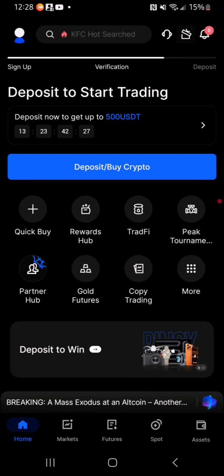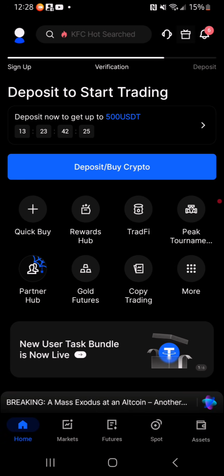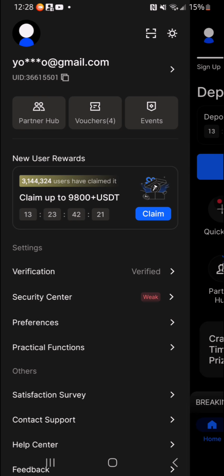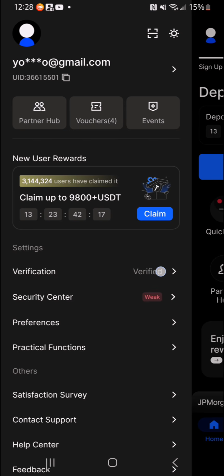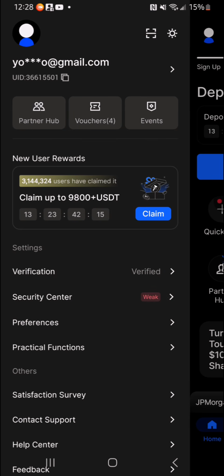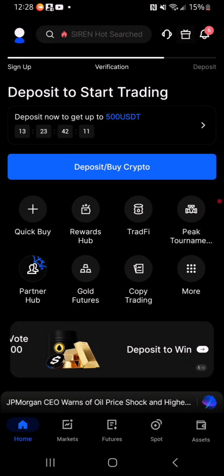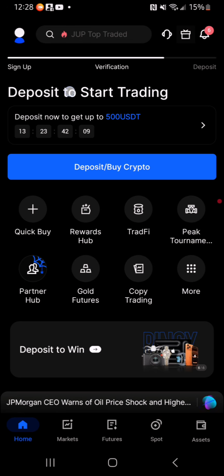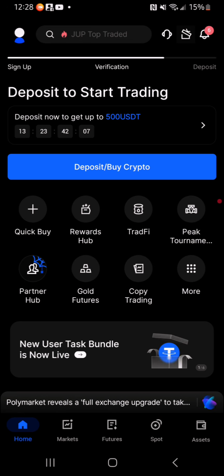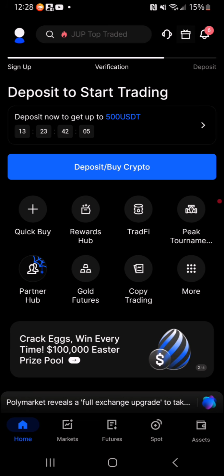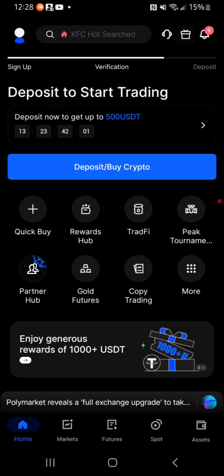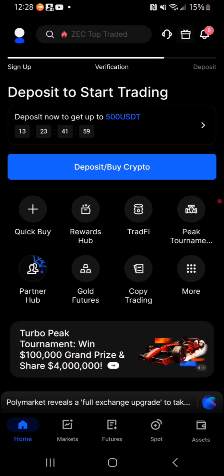So now all I did was use the link in the description below to register, and then I had to verify my identity, which I have done. As you can see, my identity is fully verified. After verifying your identity you'll be asked to deposit and start trading. I did not have to deposit yet. They gave me the bonus due to the fact that I used the link in the description below.